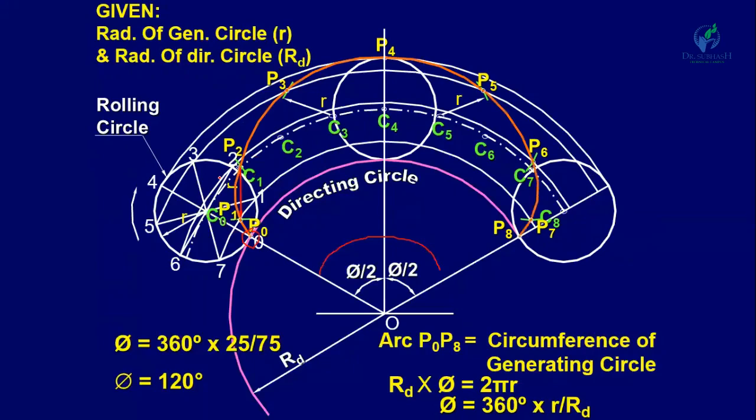So this curve is known as an epicycloid. Right? This curve is known as an epicycloid. Okay. Now we have to draw a tangent and normal at a point which is 115 mm.